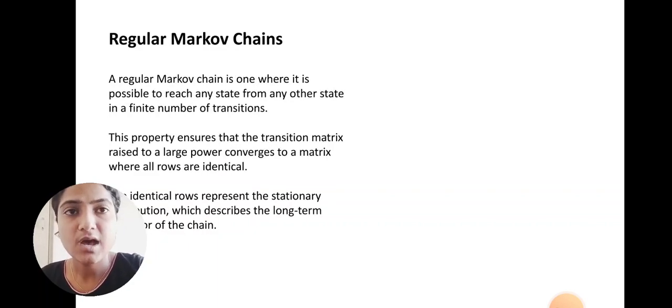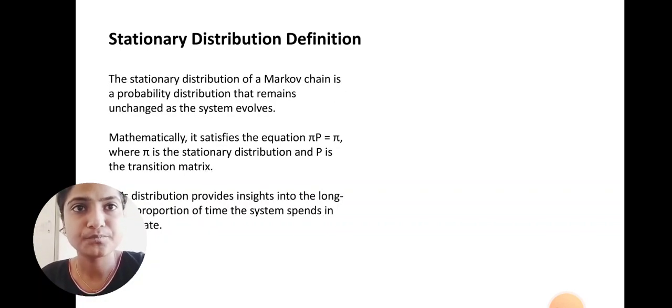Regular Markov chains. A regular Markov chain is one where it is possible to reach any state from any other state in a finite number of transitions. This property ensures that the transition matrix raised to a large power converges to a matrix where all rows are identical to each other.